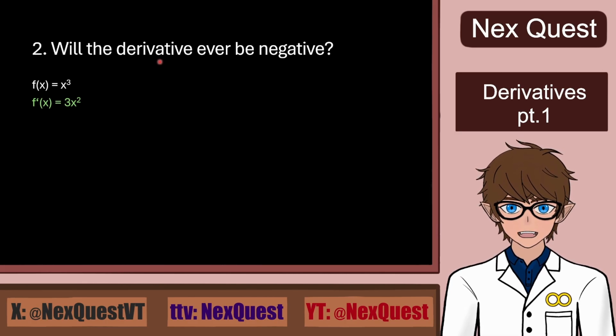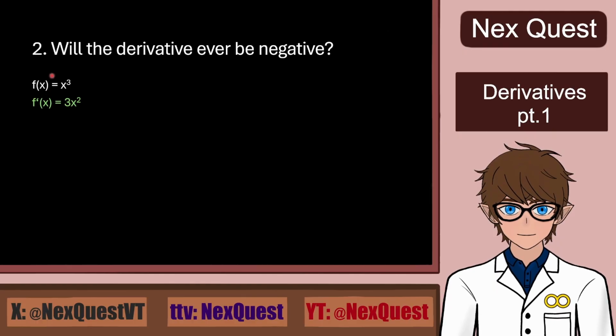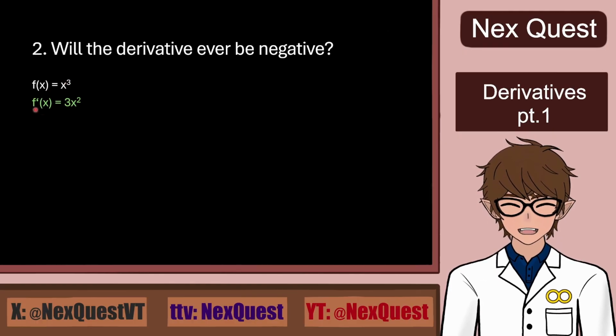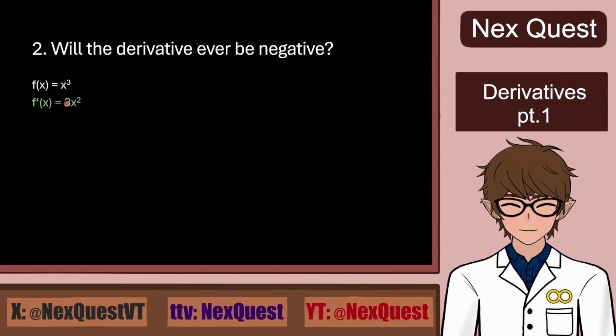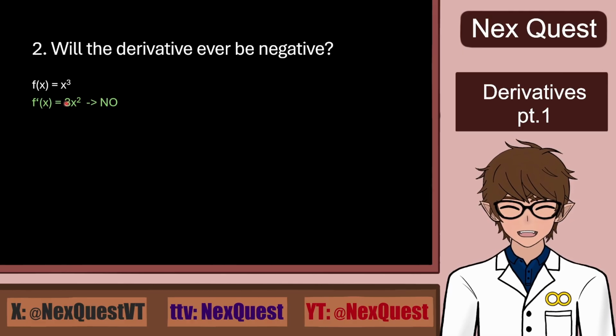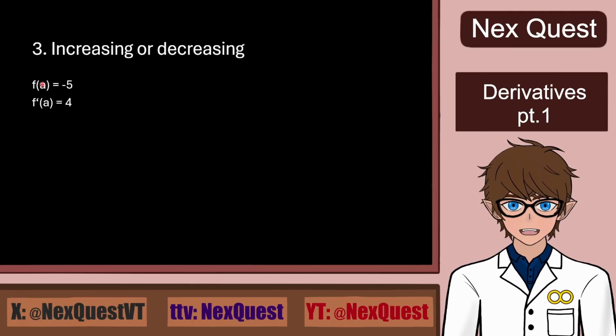So, to answer the question of the task: can the derivative ever be negative for the function x cubed? Well, the derivative formula is 3x squared, and we have to find if that can ever be negative. And for real numbers, it cannot. So no is our solution. Therefore, no, the derivative of this function can never be negative, as the function will also never decrease, it only increases.